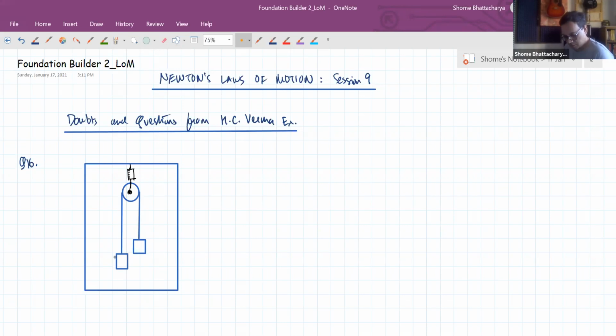Okay. And these masses are, let's say, M1 and M2. Now the other thing is that the whole pulley itself, the whole elevator itself is going up with an acceleration. It is given to us as g by 10. And the masses are given to us as 1.5 kilograms and 3.0 kilograms.